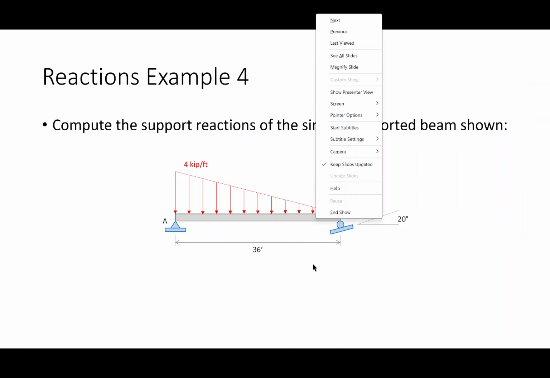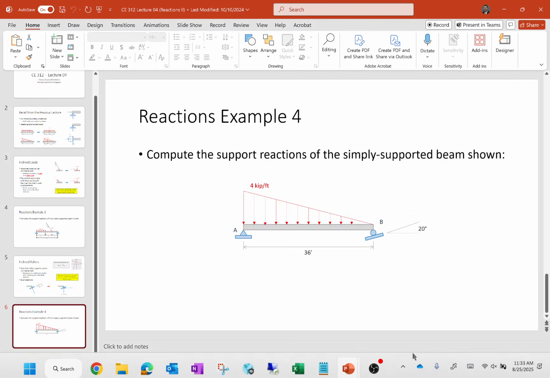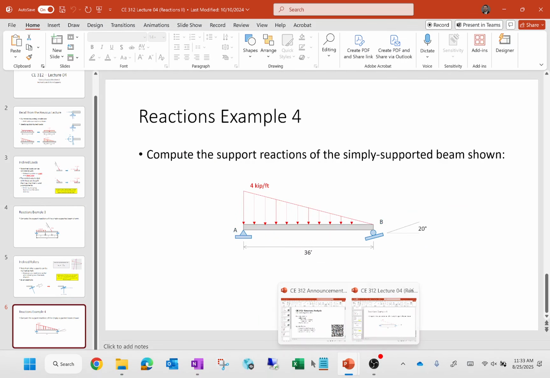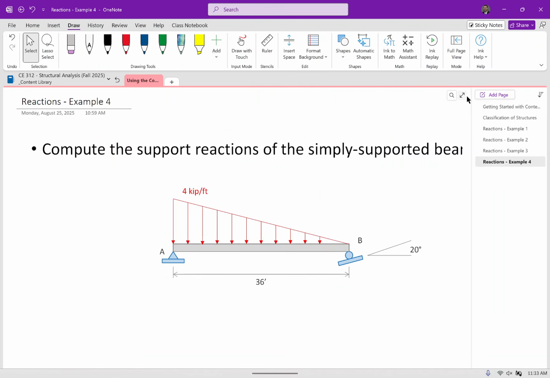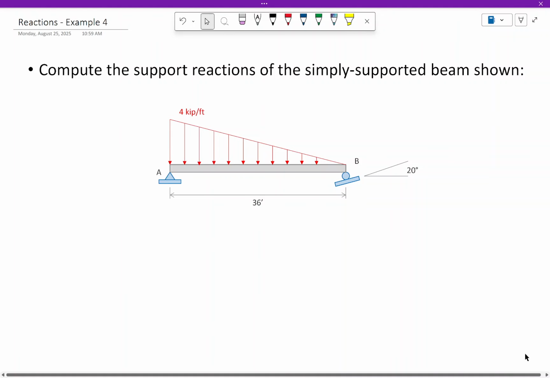Let's do one. So I have a triangular load on a beam, and the roller is inclined by an angle of 20 degrees. Okay? So we're going to see if we can compute the 3 reactions here.